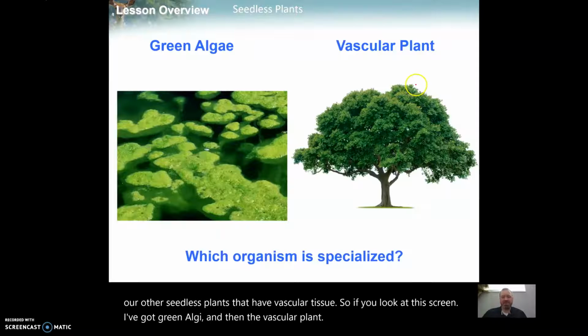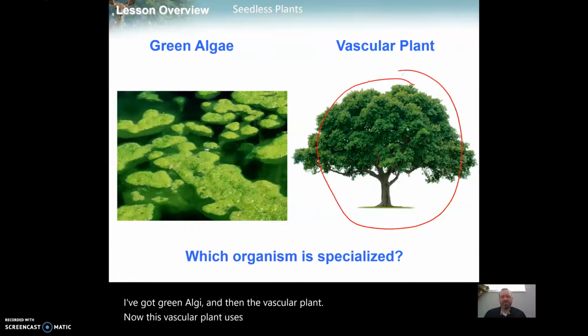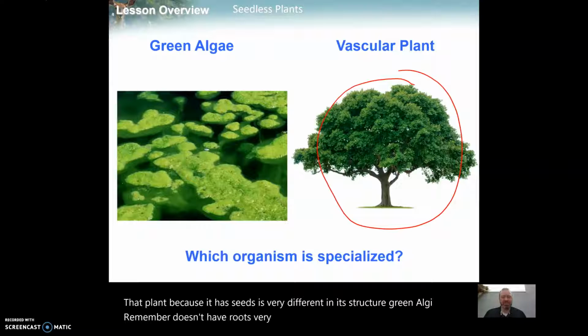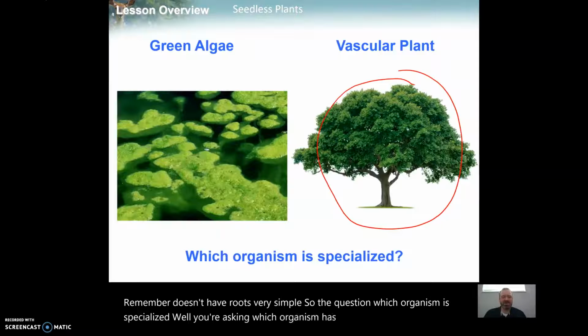Now this vascular plant uses seeds. That plant, because it has seeds, is very different in its structure. Green algae, remember, doesn't have roots, very simple. So the question, which organism is specialized? Well, you're asking which organism has different kinds of cells. Green algae, all their cells are the same.